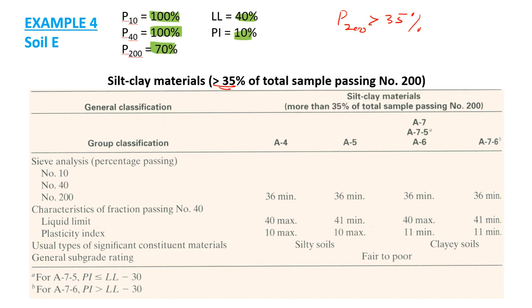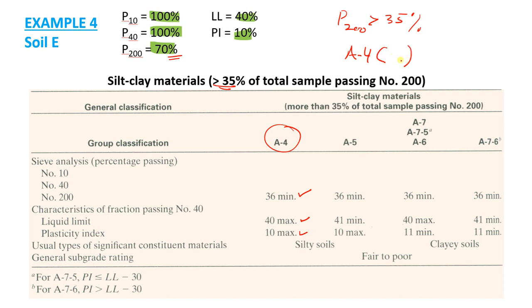So we are going to use this table. So let us start. The first number 200, see if passing is 36, minimum means 36 and above. It's okay because in the example it is 70. Next is plasticity index 40 maximum, not liquid limit 40 maximum. Our value is 40, and PI is 10 maximum, and our value is 10. So all the conditions are satisfying in this very first case. So the soil is A4. So this is going to be A4.